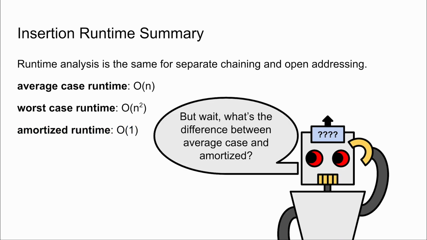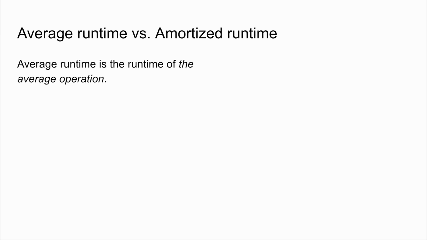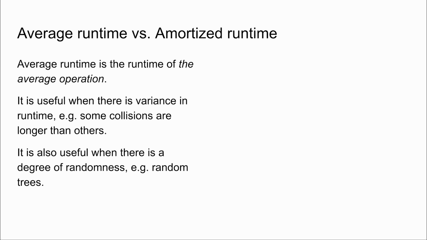But wait, what's the difference between average case and amortized? Great question, Tim. It's easy to confuse the two. Let's go over some of the differences. Average runtime is the runtime of the average operation. It is useful when there is variance in the runtime. For example, in our case, some collisions are longer than others. It is also useful when there is a degree of randomness involved, like in random trees.